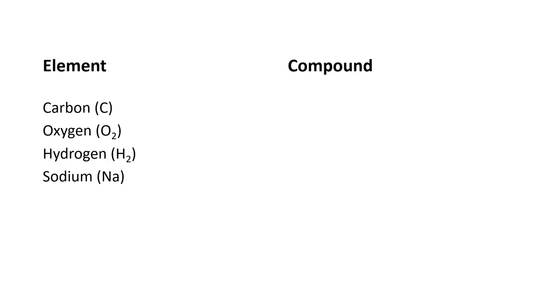On the other hand, compounds, such as carbon dioxide, are two or more elements chemically bonded together. Another example of this is water, which is two hydrogens chemically bonded to an oxygen.